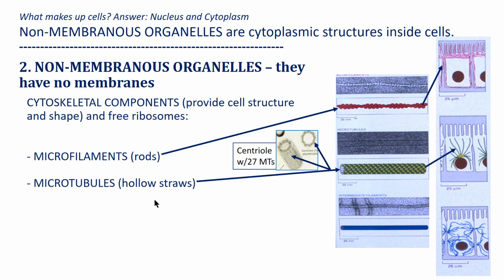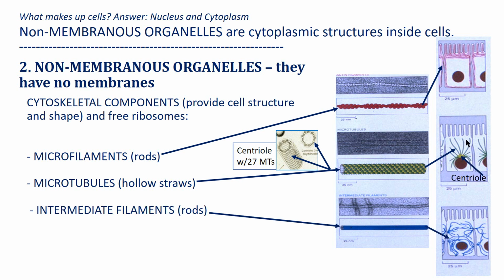There's also microtubules. Microtubules are hollow tubes, like a straw, and you can see them radiating from this centriole. And if you had several microtubules, you see this one has 27 microtubules, around here 9 times 3 is 27, then that makes a centriole. And here we can see the centriole where other microtubules radiate from.